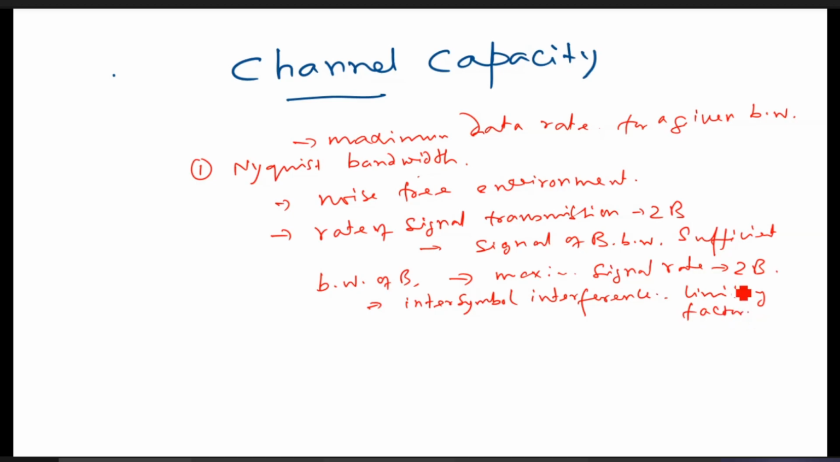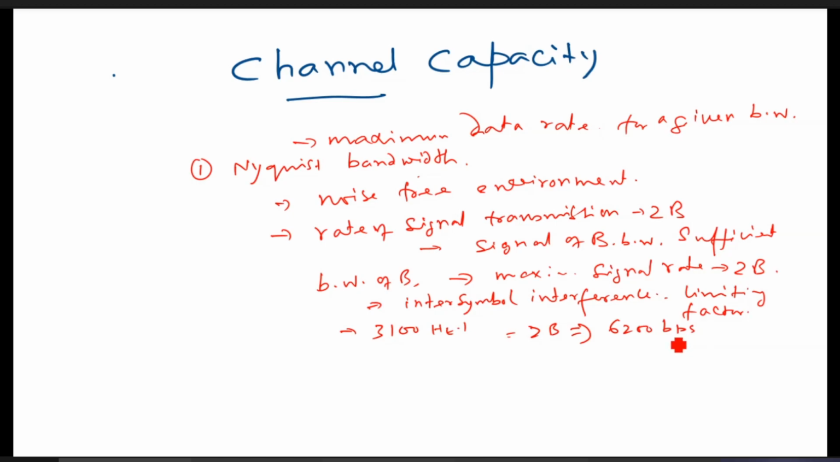So say, for example, voice channels. If voice channels are considered, the bandwidth is 3100 hertz, right? Then the capacity of the channel will correspond to 6200 bps, bits per second. So that will be the data rate for voice channels.